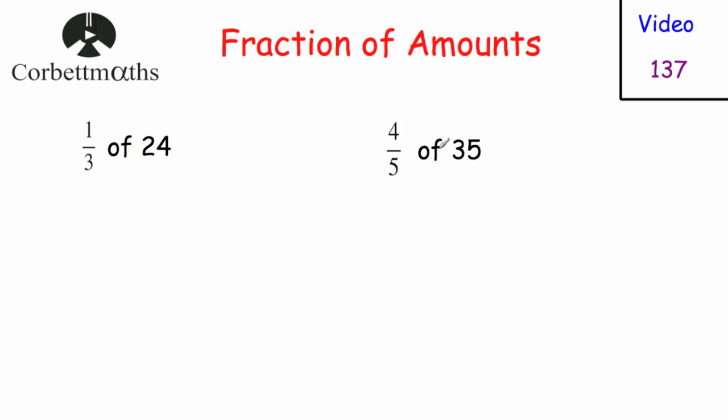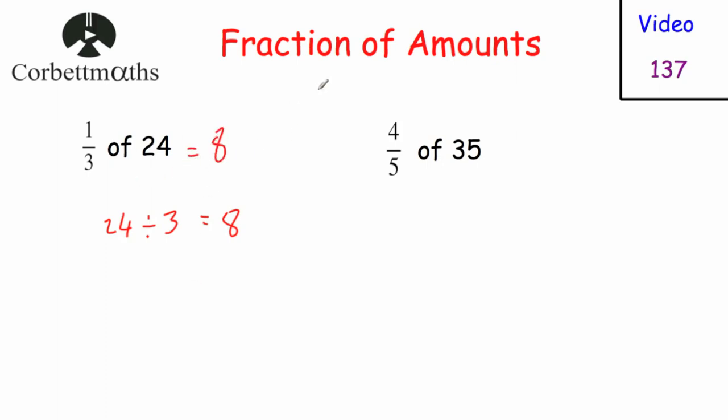So let's have a look at two questions here. We've been asked to work out 1/3 of 24. So to work out a third of 24, well, the denominator is 3, so I'm going to take my 24 and I'm going to divide it by 3. We're dividing by the denominator. So 24 divided by 3 is 8, so we've got 8. And then we would times that by the numerator. Now the numerator is just 1 here, and 8 times 1 is just 8, so the answer would be 8.